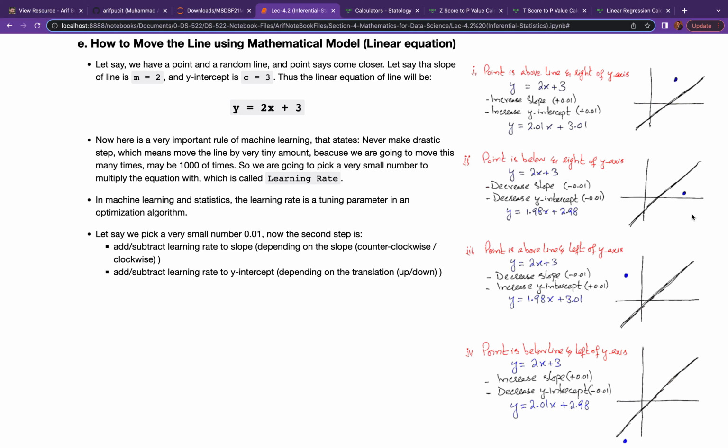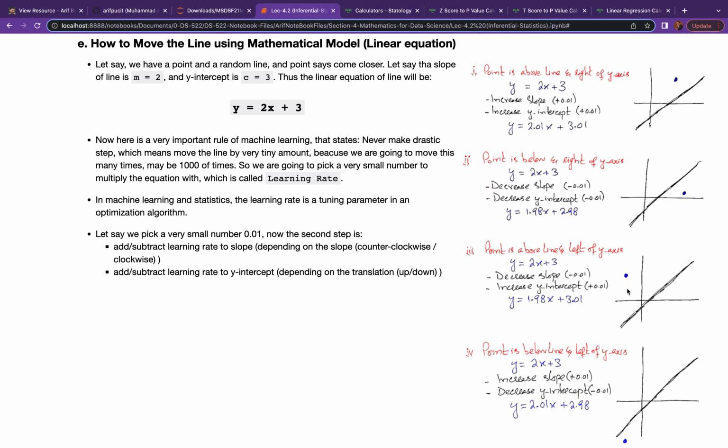Let's consider this scenario. Over here, the point is below the line, and of course on the right of the y-axis. This is the equation of the line. Since we want to decrease the slope this time, and decrease the y-intercept as well, I have subtracted this learning rate from the slope and the y-intercept, and the new equation is something like this.